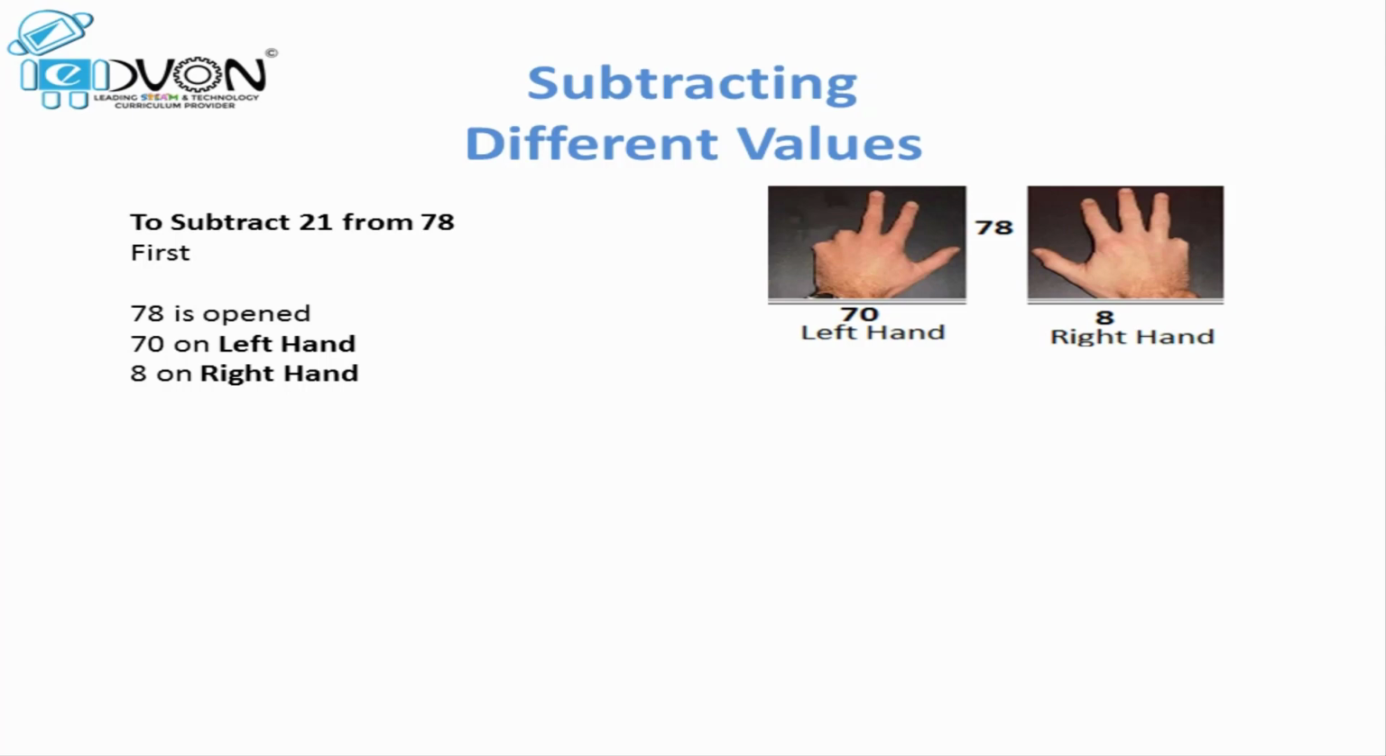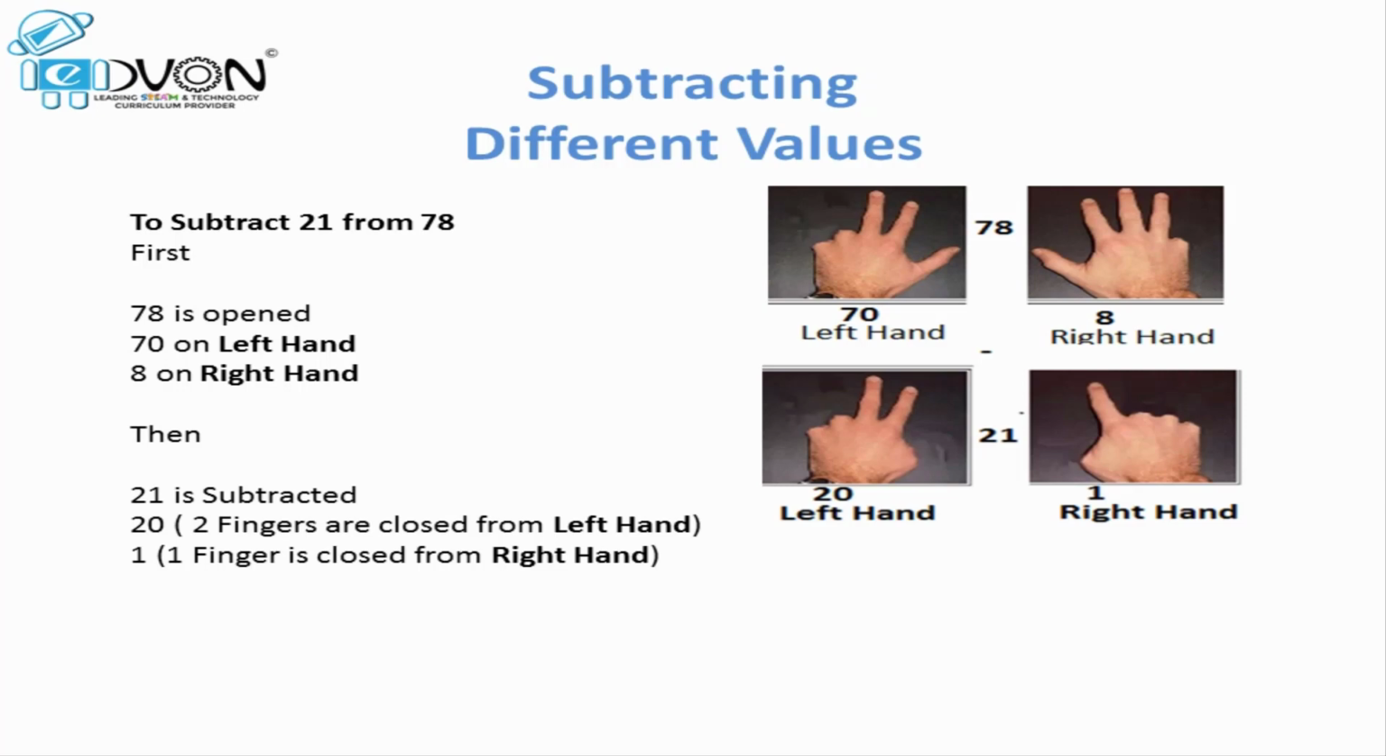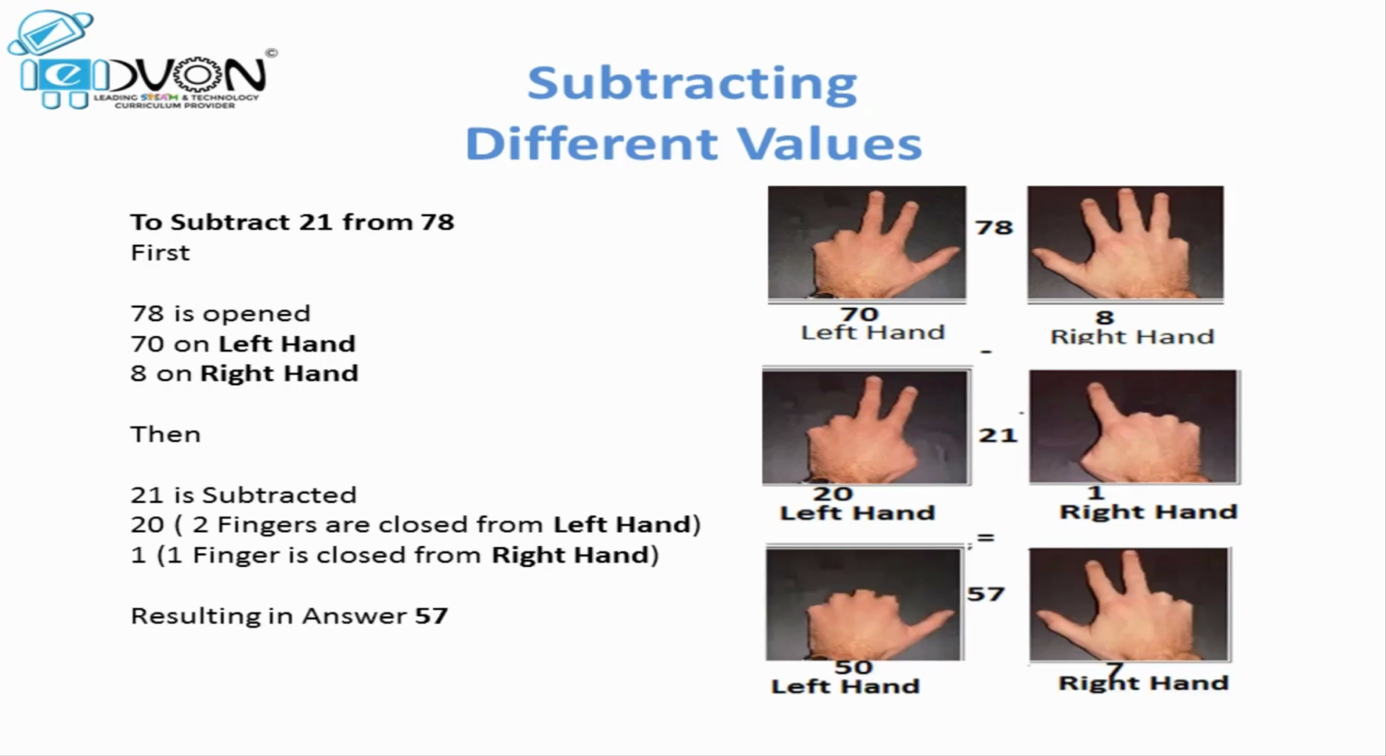To subtract 21, we know 2 fingers on left hand represents the value 20 and 1 finger on right hand represents the value 1. So we will close 2 fingers from left hand and 1 finger from right hand. As a result, we get thumb on left hand and thumb and 2 fingers on right hand. Thumb on left hand represents the value 50 and thumb and 2 fingers on right hand represents the value 7. So our answer would be 57.